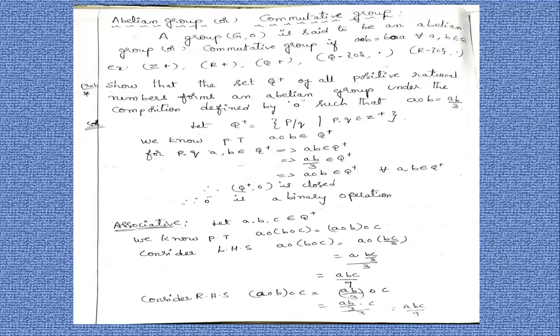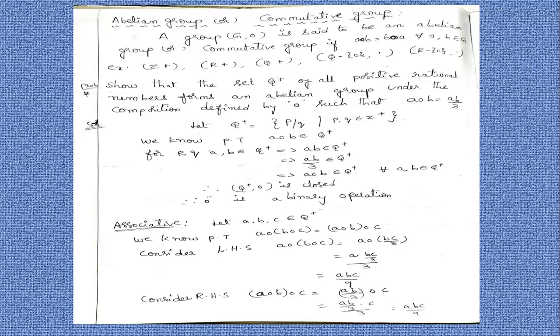What are we considering? Let Q⁺ equal p/q form. Already we know that rational numbers are in p/q form, where we are given positive rational numbers. Therefore, p, q belongs to Z⁺. What do we now prove? Closure, associative, identity, inverse, and abelian. Okay, first we are discussing the closure property. What do we now prove?